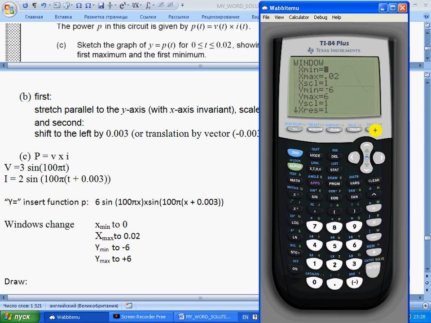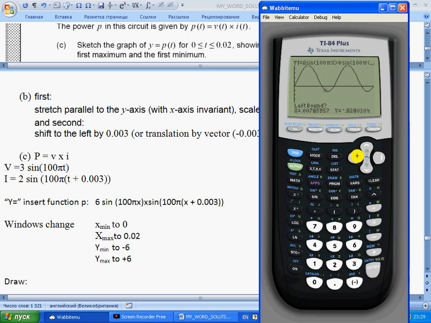But we didn't finish. We need to find maximums. So how is it done? Second trace for maximum. You see this trace, we need the first maximum, so we should push this trace to the right, and we should show the calculator the left boundary, right boundary, let it guess, and then get the exact value.